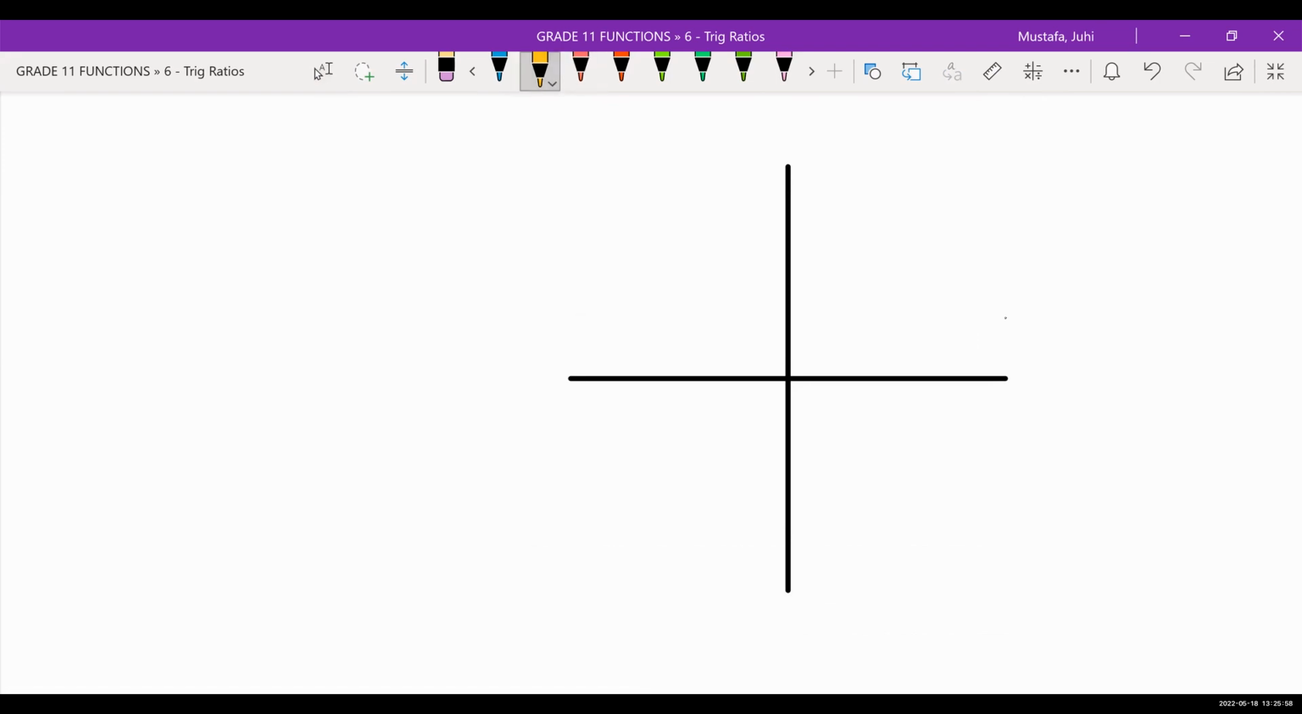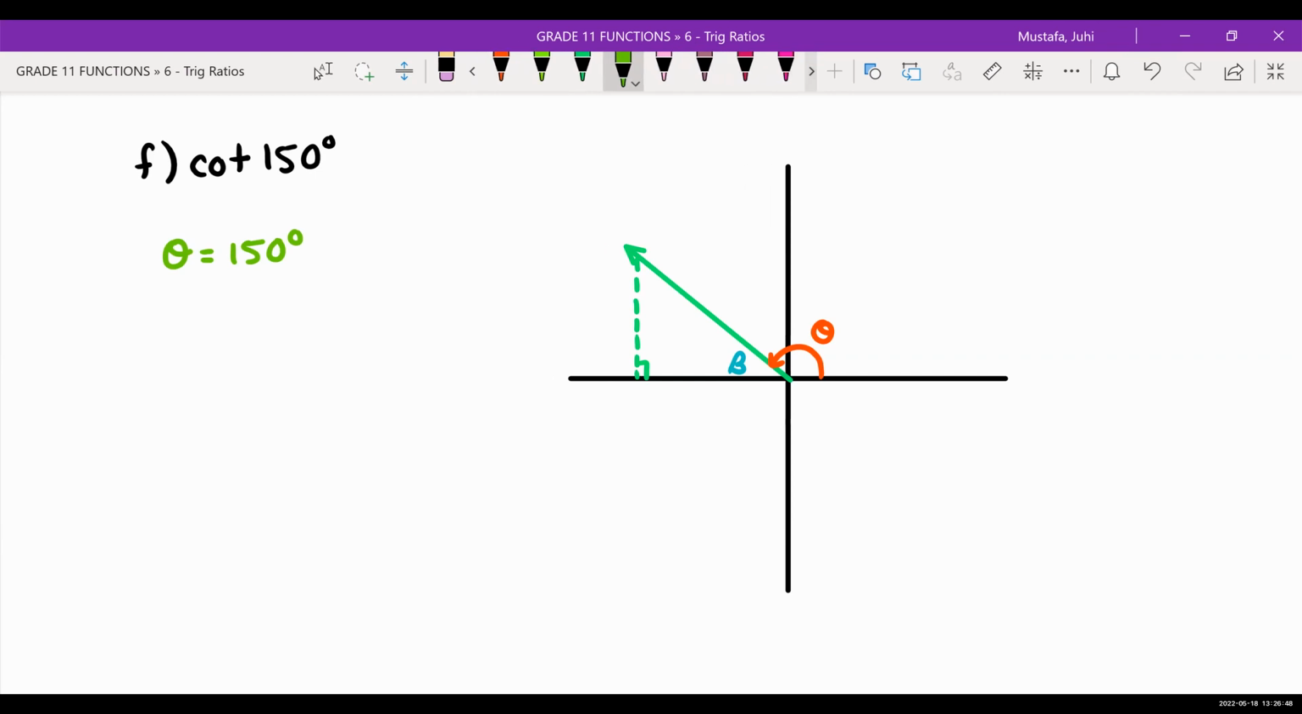So you guys are trying this on your own as well. So F is cotangent 150 degrees. That's just a regular positive angle. So I know it's going to go in quadrant 2. Okay, and then I'm going to draw a triangle like this. Theta is going to be there. And I'm going to write down theta is equal to 150 degrees. And beta is going to be 180 minus 150, which is going to be 30 degrees.